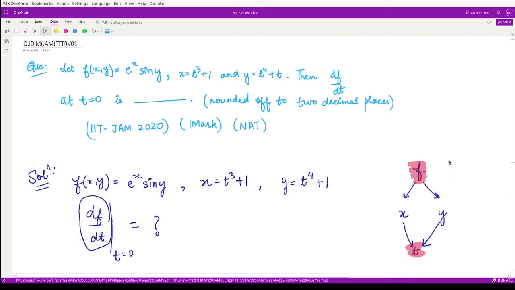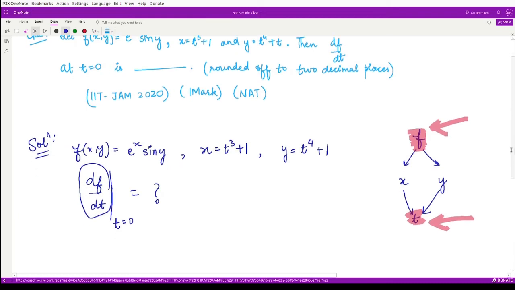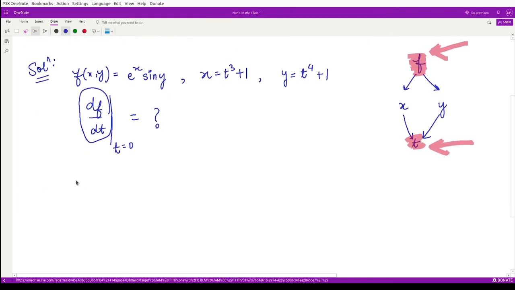Now notice here that we have only one variable, here also only one variable. So that means we are writing the complete derivative df upon dt and not the partial derivative del f upon del t. In order to calculate this derivative, you will apply the chain rule. According to the chain rule, the derivative df upon dt is obtained in either of two ways.